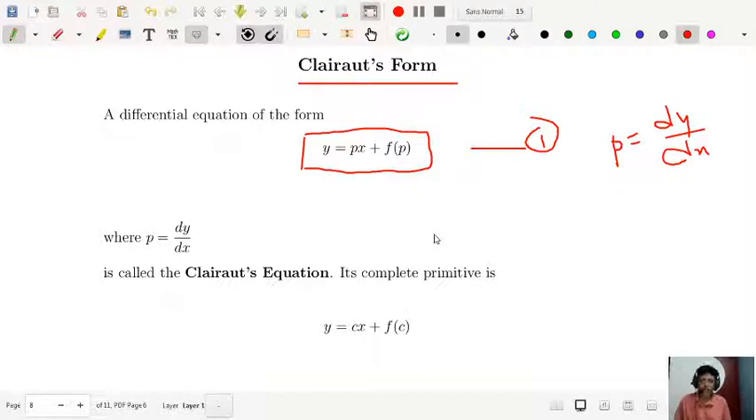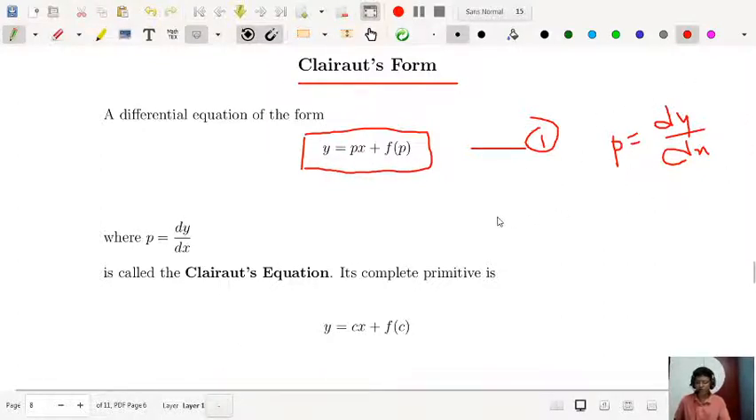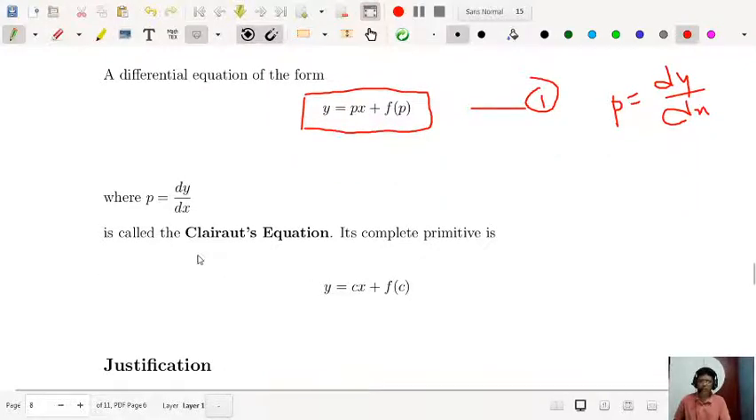dy/dx + Py = Q is the linear equation, and Bernoulli's equation is dy/dx + Py = Q y to the power n. So that was your Bernoulli's equation. Now how will you recognize the Clairaut's form? Clairaut's form is given by y = px + f(p), where p is your dy/dx. This is called the Clairaut's equation.